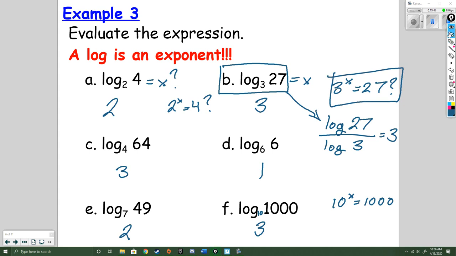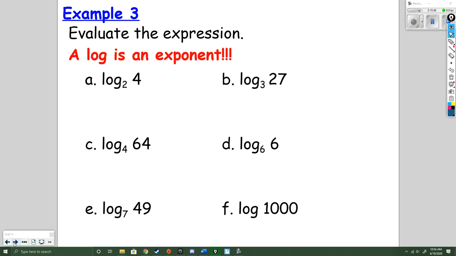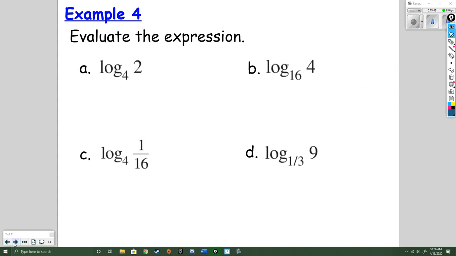All right, so let's move on. We're getting there, folks. So far, we're just building up our skills to answer questions that we'll see in the future. All right, so in example 4, we're evaluating the expression, and in this case, we're going to get some different types of answers. We got all positive integers in example 4. That's not going to happen now.